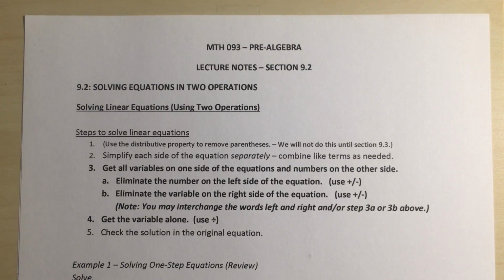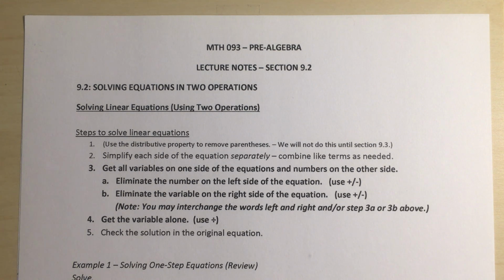So today we're going to start section 9.2. 9.2 we're going to talk about solving equations that are going to use two operations. So our two operations that we're focusing on, remember, are addition and multiplication. But with our addition operation and our addition property of equality, that can also mean that we're using subtraction. And then with our multiplication property, that can also mean that we're using division.